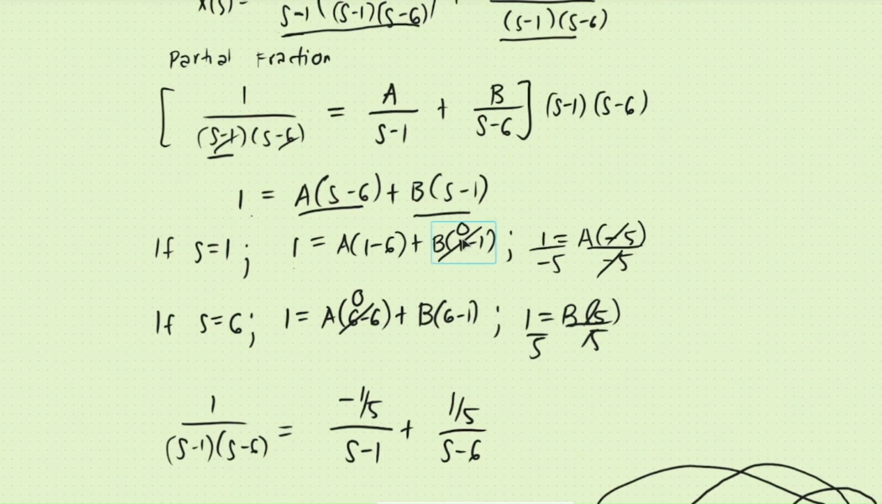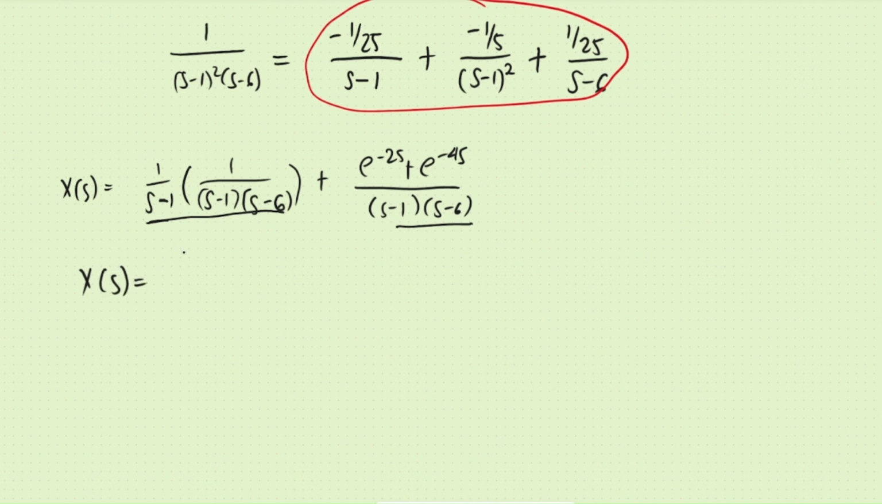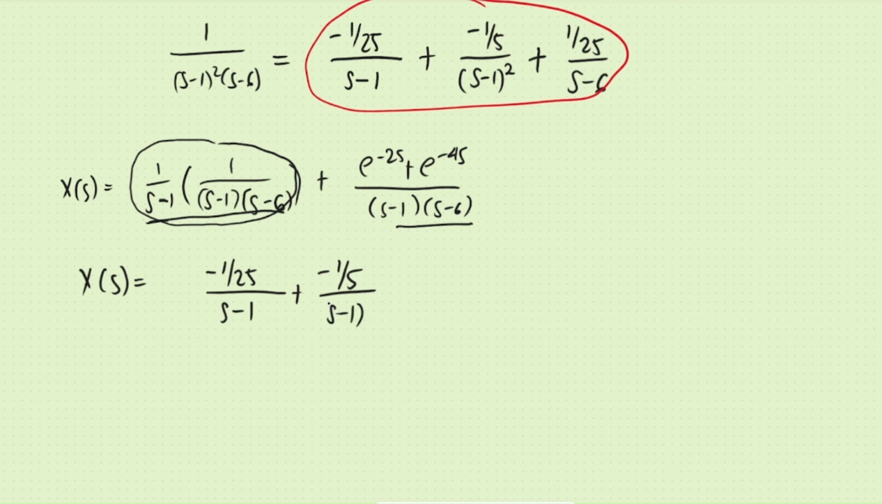So let's go back with these here. Our original x of s is these, so I'll just copy this. So we'll have x of s is equal to, the partial fraction decomposition of this one is just this one. So we'll copy that one here: negative 1 over 25 over s minus 1 plus negative 1/5 all over s minus 1 squared plus 1 over 25 s minus 6. So how about this one?